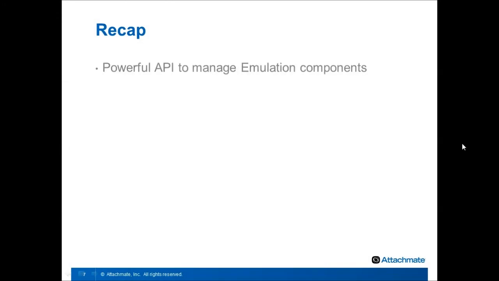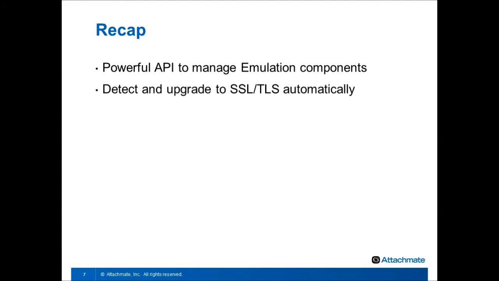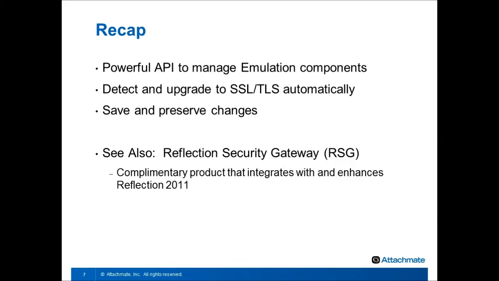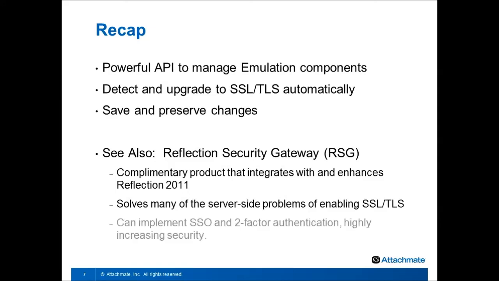Now to recap. Reflection has a powerful API to manage emulation components. It can detect and upgrade to SSL or TLS automatically, and you can save and preserve those changes permanently. I also want to point out that AttachMate has a complementary product called Reflection Security Gateway. It integrates with Reflection 2011, and it solves many of the server-side problems that go along with enabling SSL or TLS. And it can implement SSO, single sign-on, or two-factor authentication, and for the security conscious, that's really going to increase your available security.